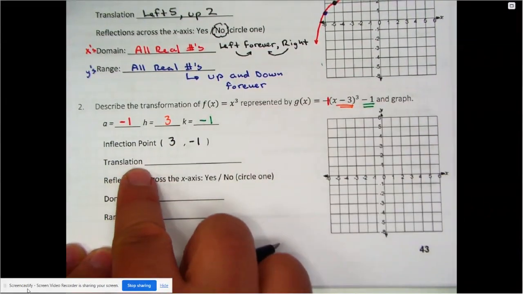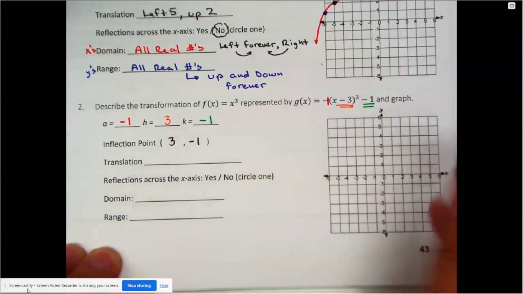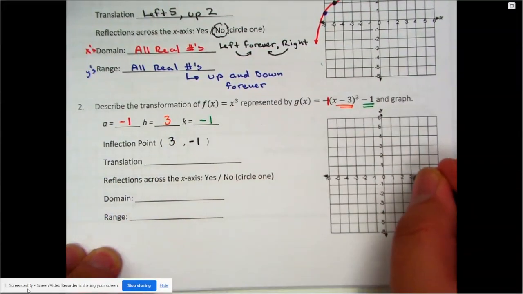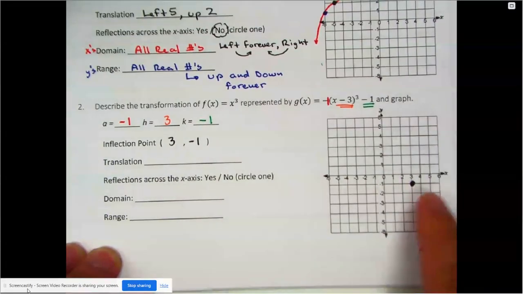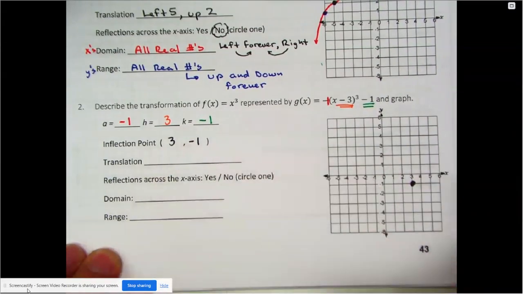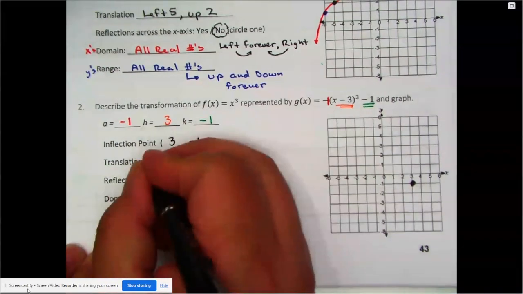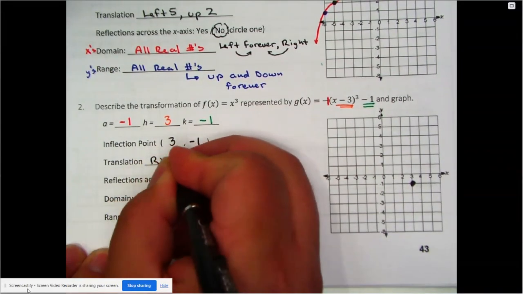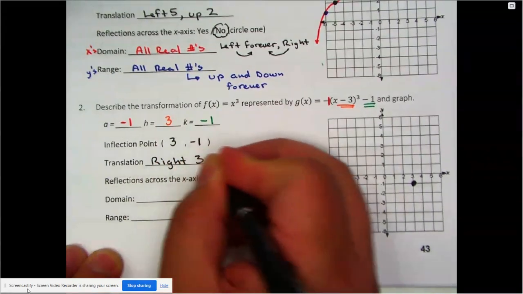So my translation, well, if I have to draw this point, 3, I would go to the right. -1 means I drop it 1. There's my point on the graph. So there's my translation talk. I'm going right 3, and I'm going down 1.